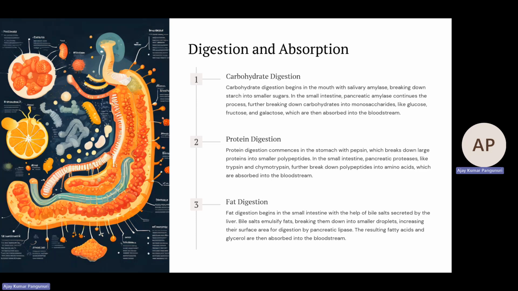Fat digestion. Fat digestion begins in the small intestine with the help of bile salts secreted by the liver. Bile salts emulsify fats, breaking them down into smaller droplets, increasing their surface area for digestion by pancreatic lipase. The resulting fatty acids and glycerol are then absorbed into the bloodstream.